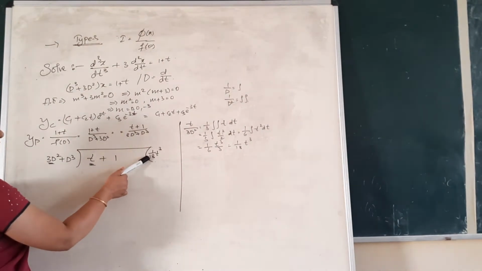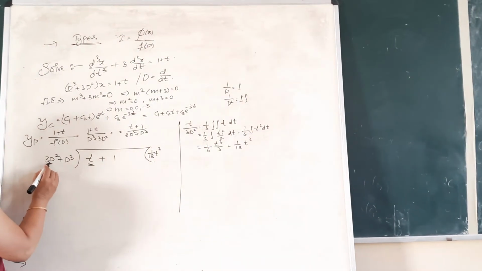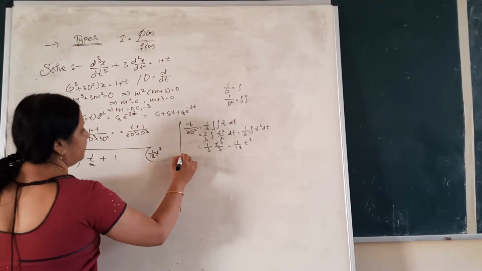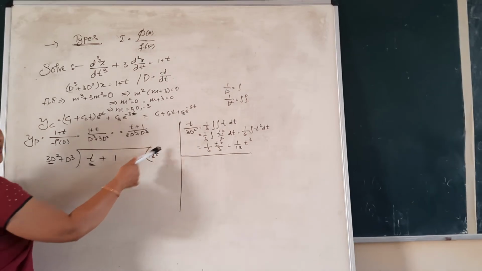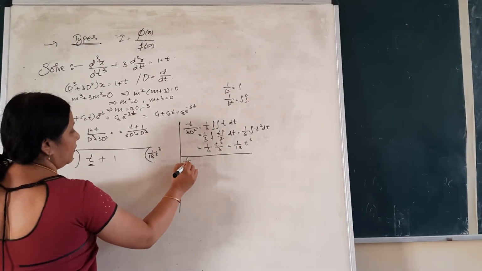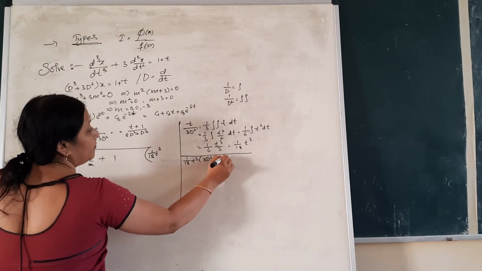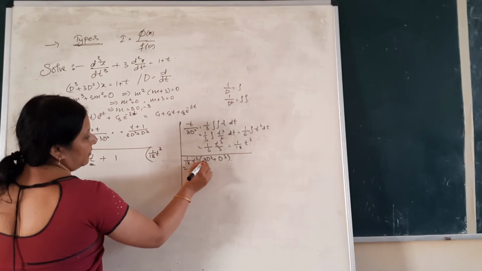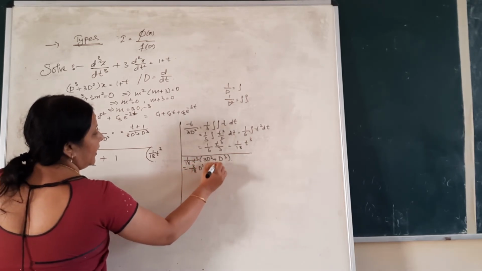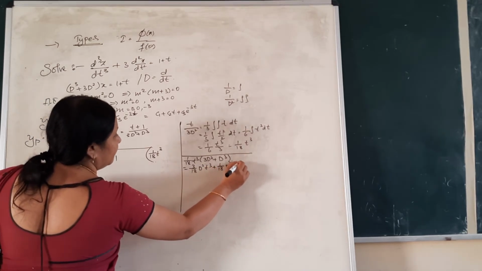Now multiplying this term with the first term and this term with the second term. 1 by 18 times t cube into 3D square plus D cube. So 3 by 18 times D square of t cube, again plus 1 by 18 times D cube of t cube.